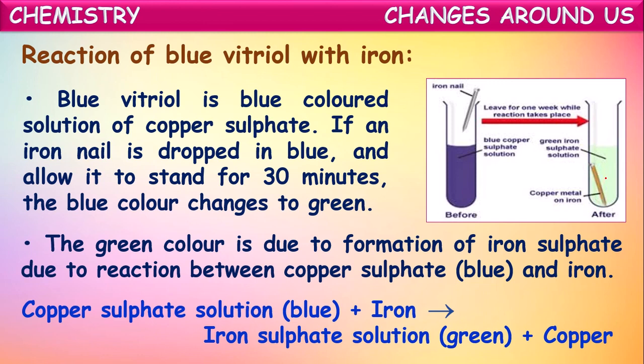So you can see the equational representation of the chemical reaction that occurred here. Copper sulfate, which is a blue colored solution, reacts with iron and forms iron sulfate solution which has green color, and copper will be deposited on this iron nail. So the iron nail will be seen becoming brown because of the deposition of this copper powder. In this way this comes under chemical change because there is formation of a new substance.